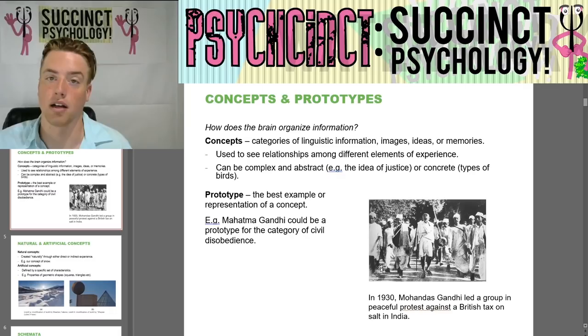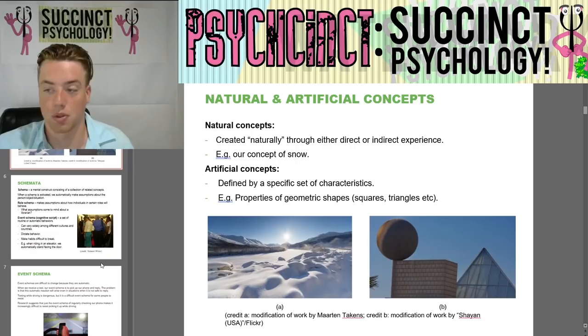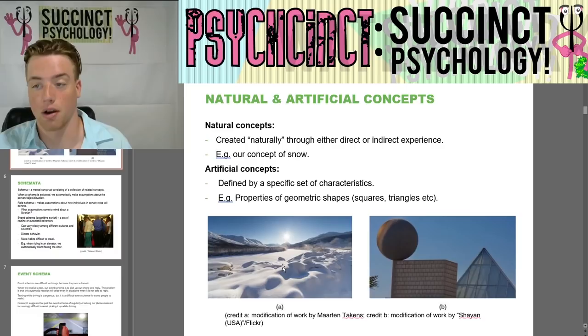Next, we have natural and artificial concepts. Natural concepts are created naturally through either direct or indirect experience, for example, our concept of snow. Then we have artificial concepts, which are defined by a specific set of characteristics, for example, properties of geometric shapes, so squares, triangles, etc. Here you have your natural concept, snow. That's just natural, snow happens. And then artificial is, you have a large sphere here, a pyramid in the background. That's something we made and designed.